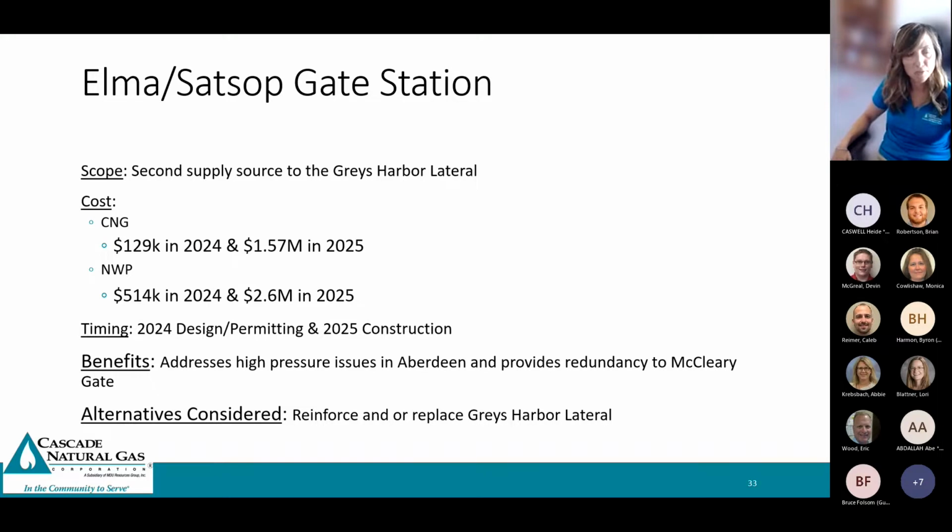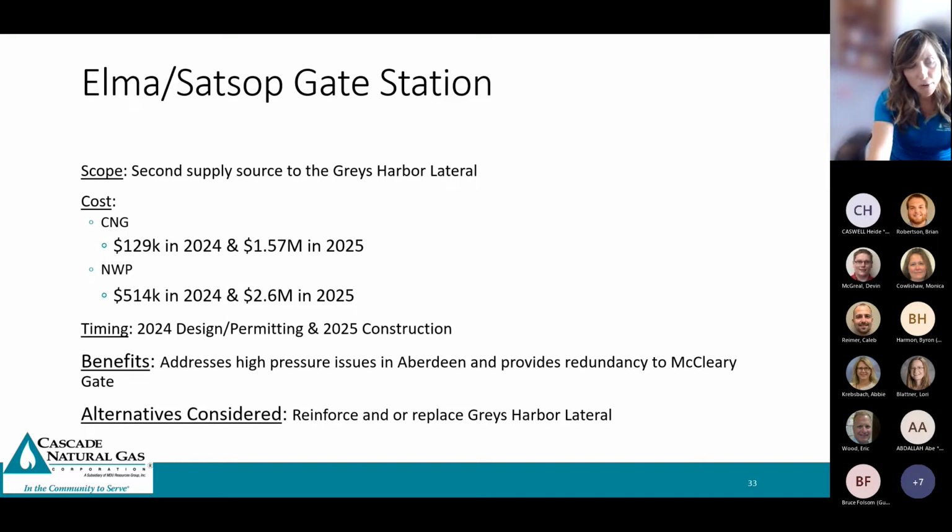I actually worked on this one, so this is one of my projects. But yeah, the Grays Harbor lateral's been an issue for a while. There's been a lot of large volume interest on it, people wanting upgrades, etc. It's been pretty vetted. So with that, alternatives considered: whenever you have pressure problems, adding a gate is one option for a betterment, or you could reinforce or replace the Grays Harbor lateral. You could do bigger pipe out of the McCleary Gate to also get more flow and pressure down the lateral.